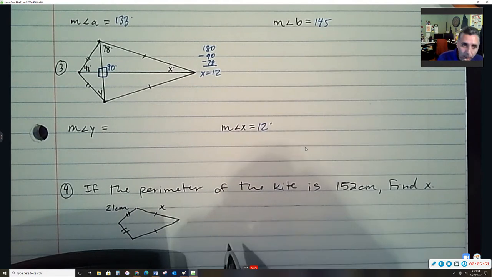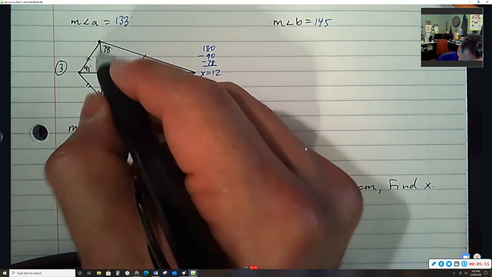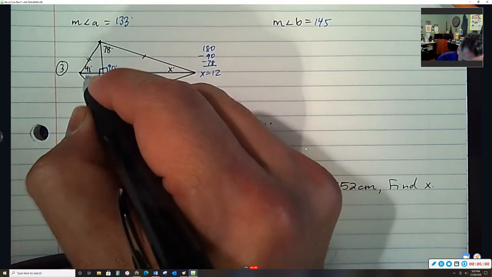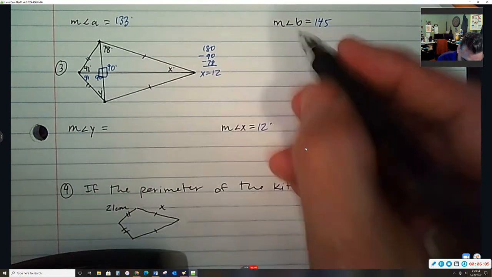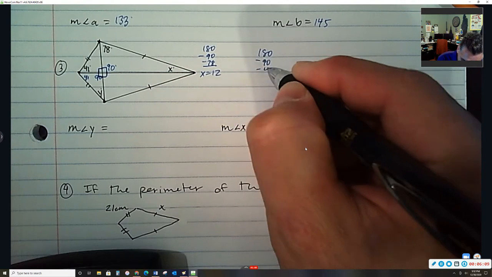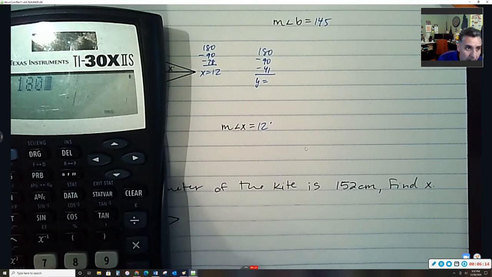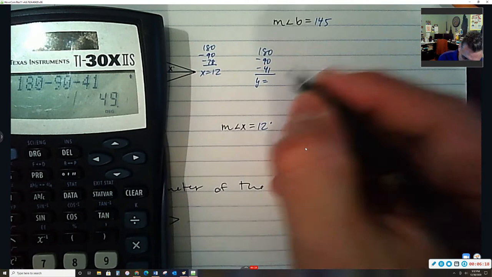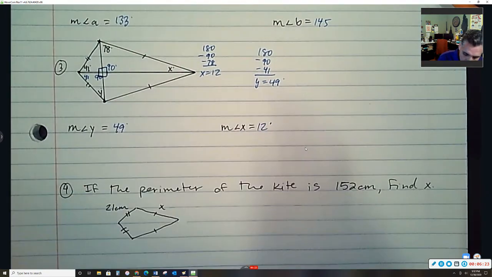And then to figure out y, again, what I had said earlier is this top triangle is the same as this bottom triangle. So I know we have 41 here, and then that's 90. So then I could figure out what y is by doing 180 minus 90 minus 41. That's 49 degrees. So I'll just go ahead and put that there.